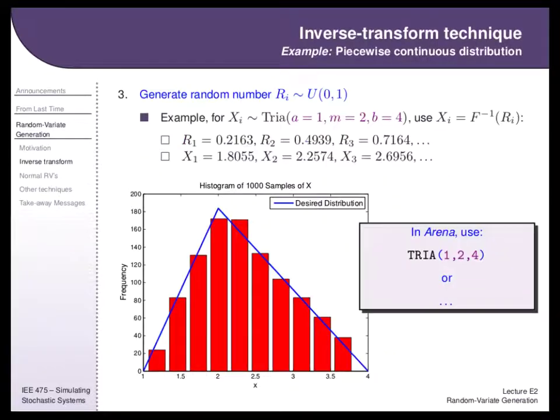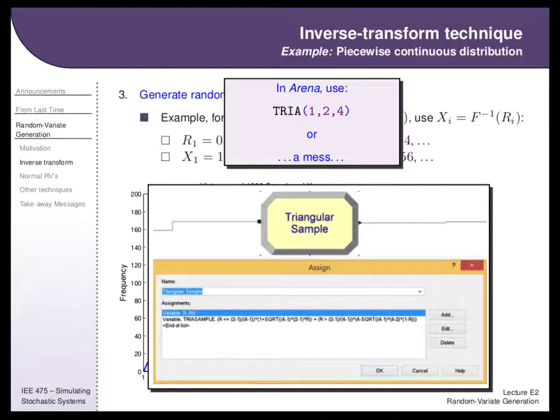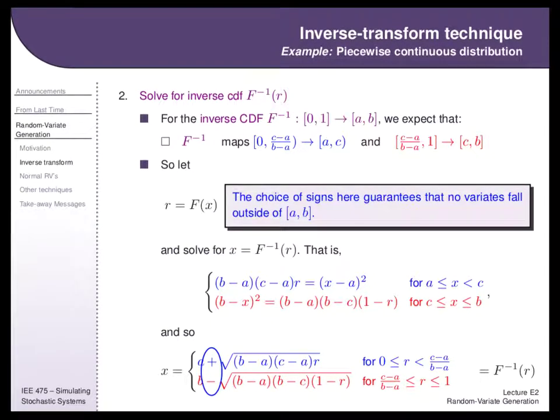All right, so if I then run my TRIA, I end up seeing that it works. So before I move on, are there any questions about this process? Going from PDF to CDF in a piecewise fashion, and then inverting this piece by piece. Excellent question. Hand back there.